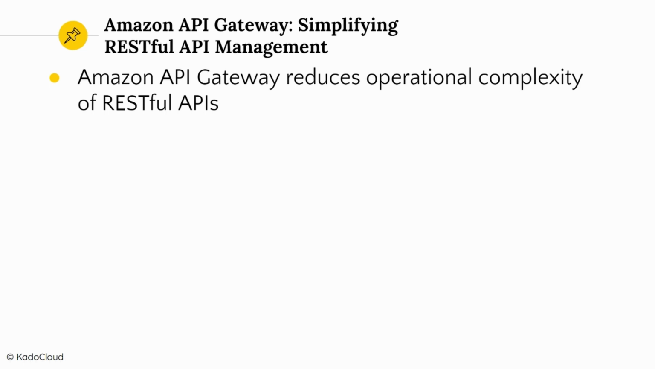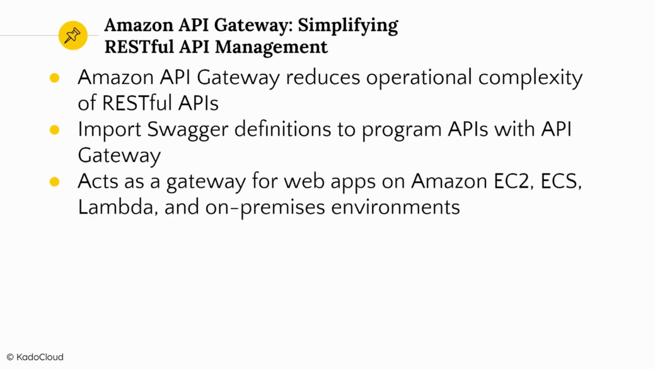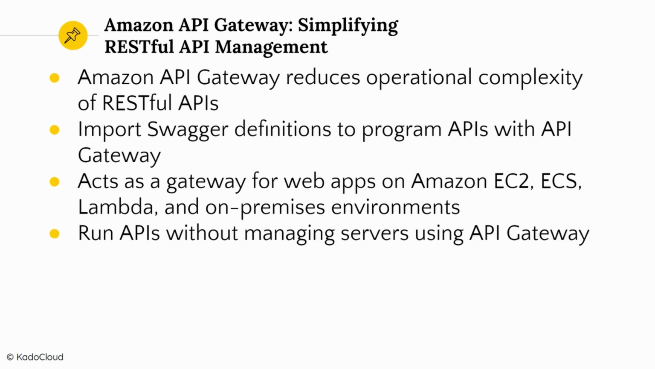Amazon API Gateway addresses these challenges and minimizes the operational complexity of creating and maintaining RESTful APIs. With API Gateway, you can program your APIs by importing Swagger definitions using either the AWS API or the AWS Management Console. API Gateway acts as a gateway to any web application operating on Amazon EC2, Amazon ECS, AWS Lambda, or in any on-premises environment. Essentially, API Gateway allows you to run APIs without the need to manage servers.